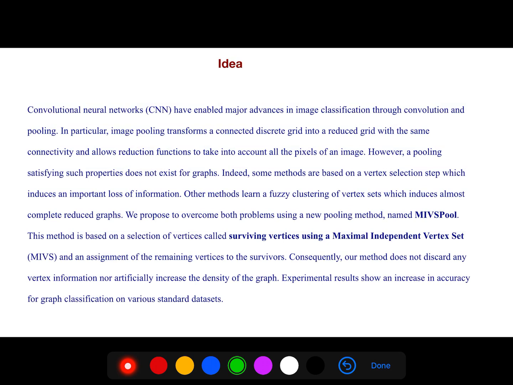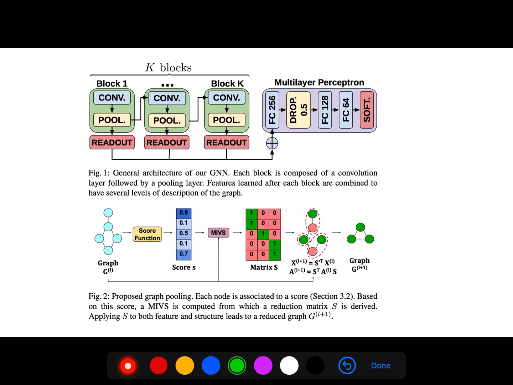We propose to overcome both problems using a new pooling method named MIVS pool. This method is based on a selection of vertices called surviving vertices using a maximal independent vertex set and assignment of the remaining vertices to the survivors. So you see the general architecture of our graph neural network. Each block is composed of a convolution layer followed by a pooling layer. Features learned after each block are combined to have several levels of description of the graph. On figure 2, you see the proposed graph pooling of this paper. Each node is associated with a score. So a MIVS is computed from which a reduction matrix is derived.